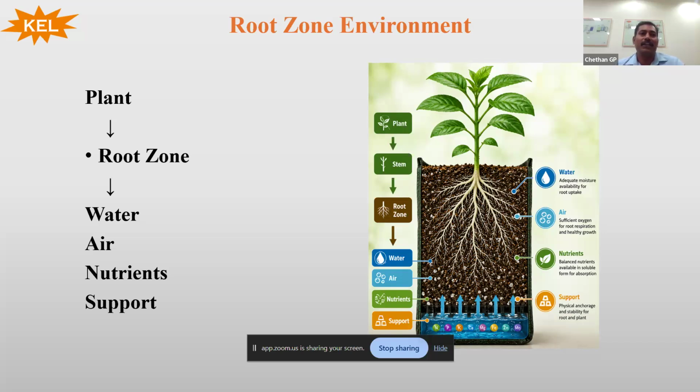respiration. If a substrate holds too much water, roots may suffer from oxygen deficiency and diseases. If it drains quickly, plants may experience drought stress. By carefully selecting particle sizes and combining materials such as cocoa peat, perlite, and cocoa chips, we can create a root environment that supports vigorous growth.